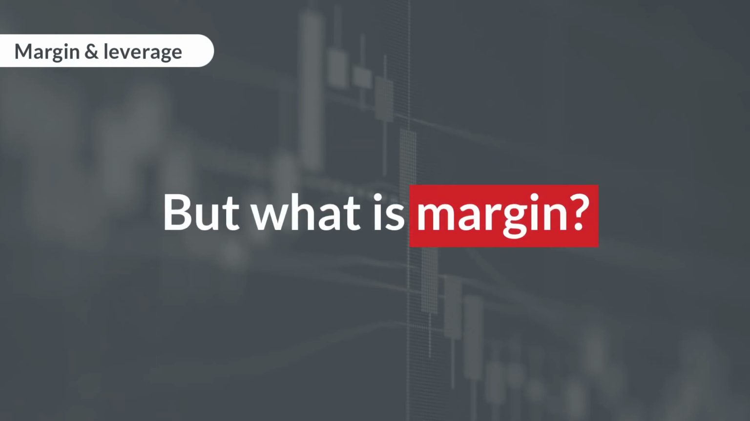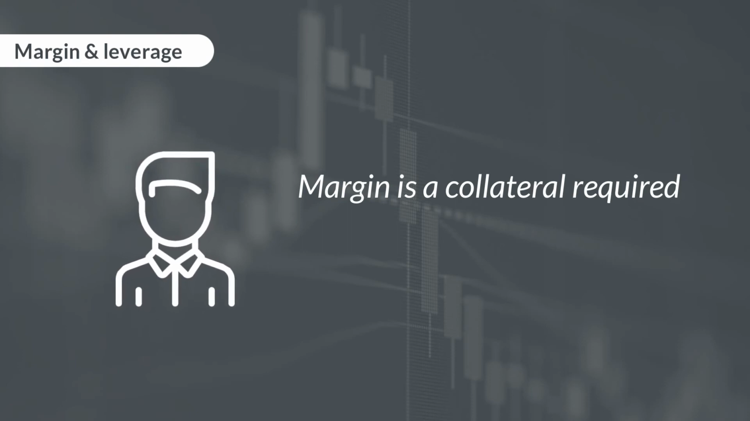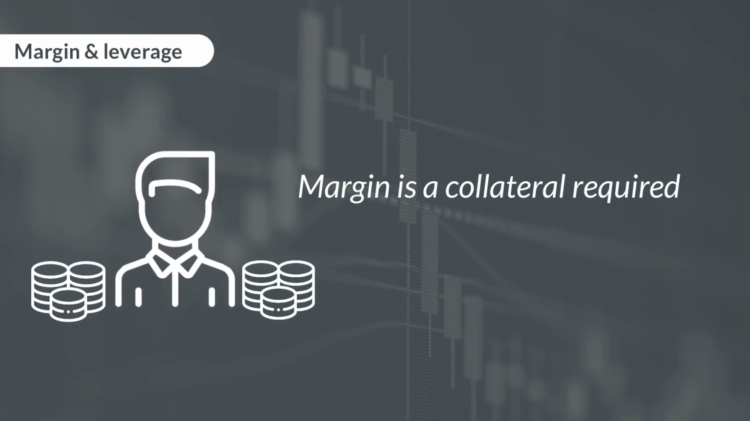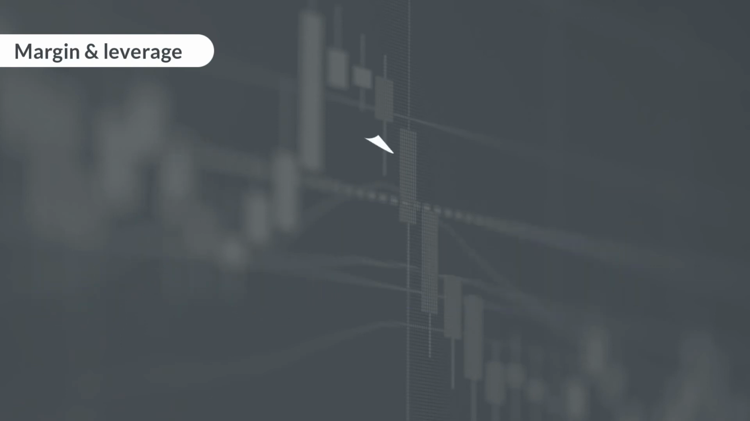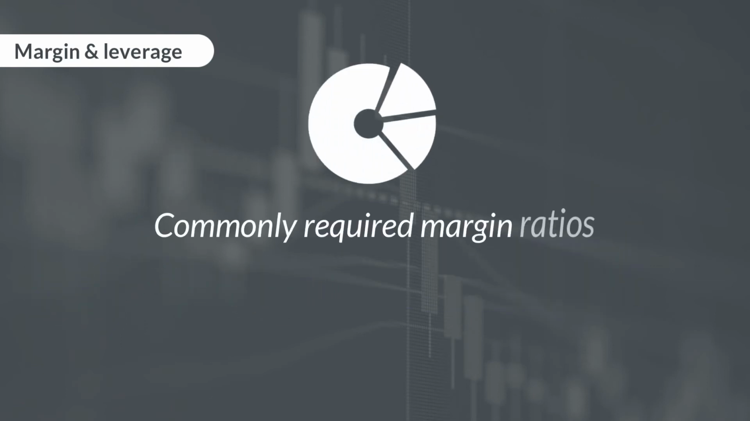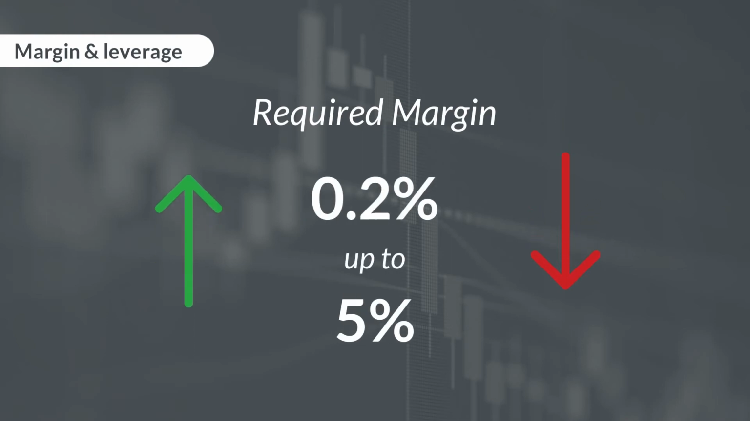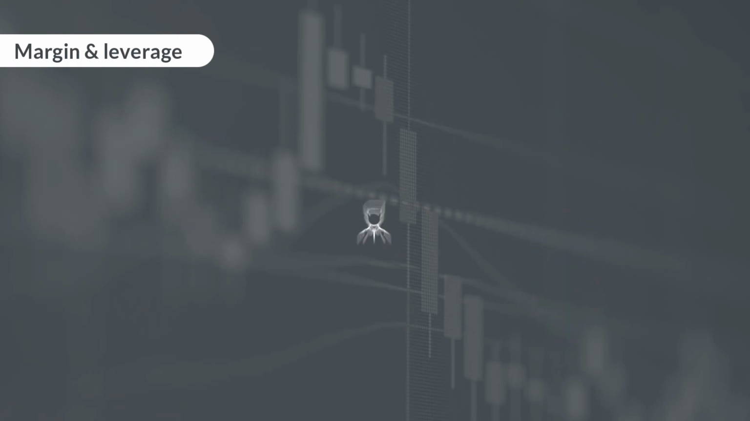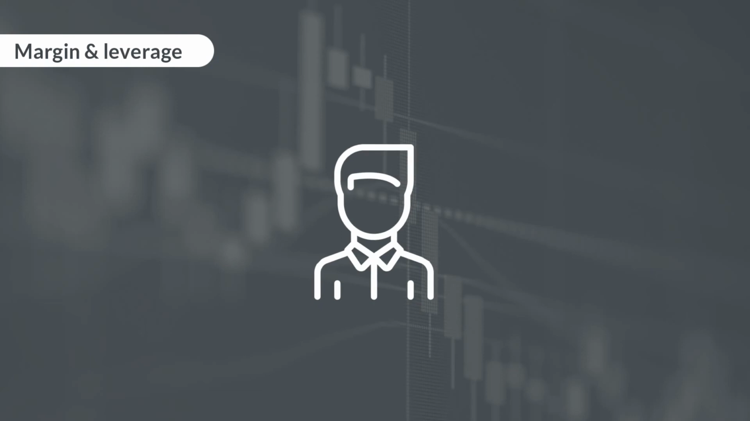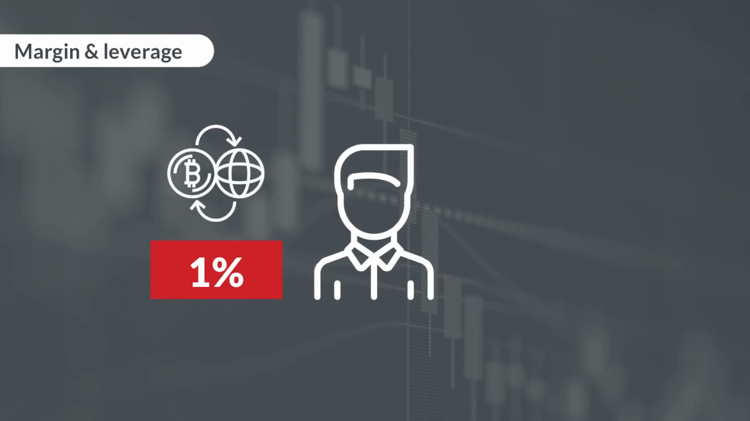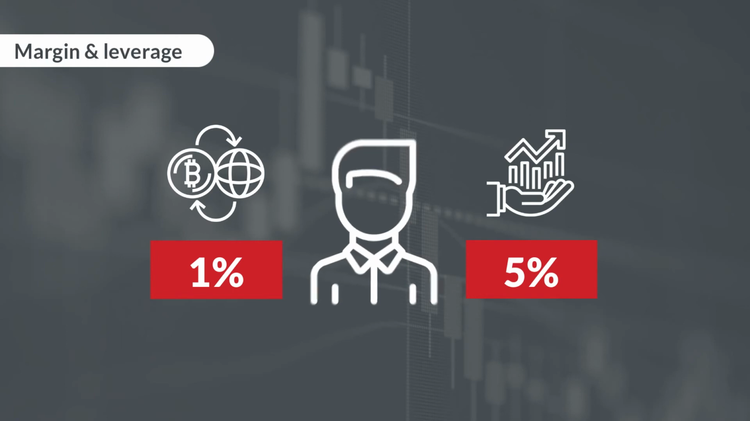But what is margin? Margin is the collateral required from the trader to be able to trade larger amounts, and it can be expressed as a percentage. Margin percentage varies from one broker to another, but the most commonly required margin ratios are 1% and 0.5%. Required margin can be as low as 0.2% and can go up to 5% or higher. Margin requirements do not only change from one broker to another, as they can be different between various asset classes with the same broker. For example, a broker could require a margin of 1% for trading currencies, but 5% for trading stocks. Here is an example.